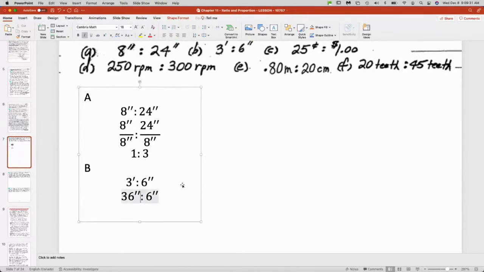Now what we're going to do is take this ratio and divide both sides by the same quantity. It would make sense to divide by 6, because 36 is also divisible by 6, and it's the greatest common divisor. So there you go. We can divide them both by 6 inches. What's the final answer to question B?